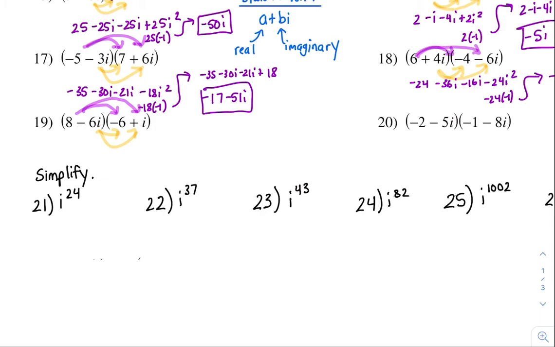So 8 times negative 6, that will give you guys negative 48. 8 times i is positive 8i. Negative 6 times negative 6 is positive 36i. Negative 6 plus 1, that's a negative 5.